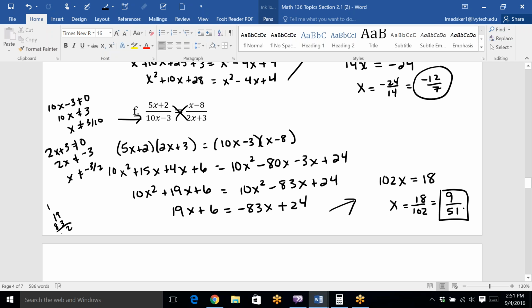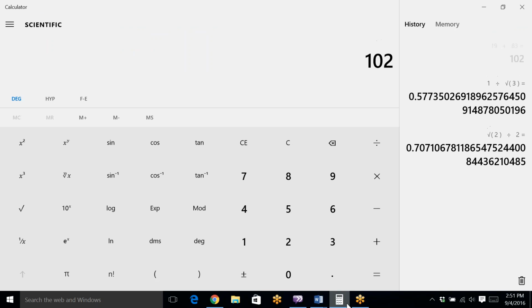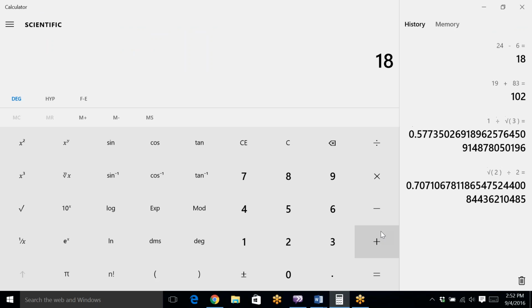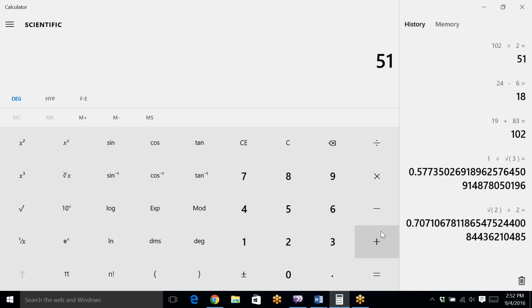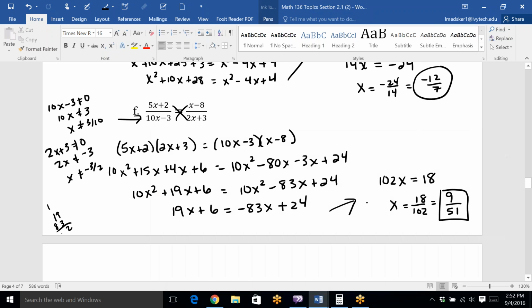So as long as this is not one of those and we haven't made an arithmetic mistake, everything should be good. But I am going to double check my arithmetic real quick. So we had 19 plus 83, which is the 102, and 24 minus the 6 was 18, and 102 divided by 2 is 51. 18 divided by 2 is 9. So yes, it is 9 over 51.